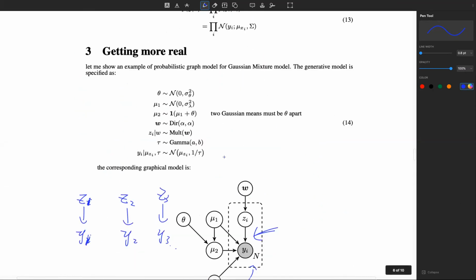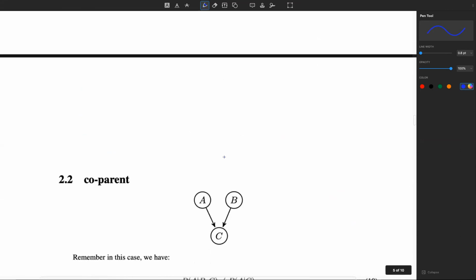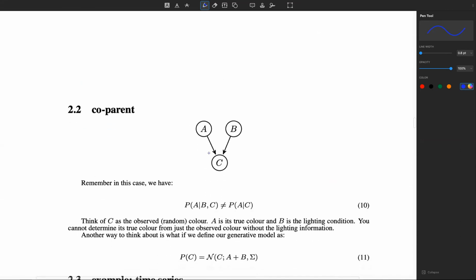I think now is a good time to explain what's called a parent. If you look at this kind of structure, what's P of A conditioning on C? You probably think that P of A conditioning on C and B is equal to P of A conditioning on C. Without knowing this co-parent relationship, this is probably what you would think, right? So who agrees with me?